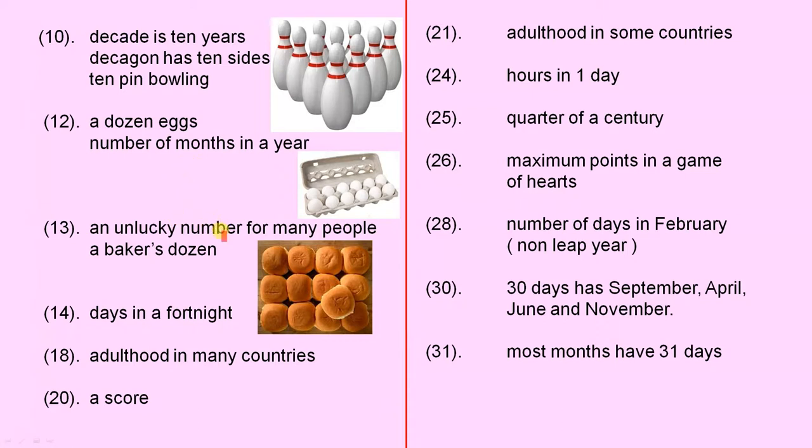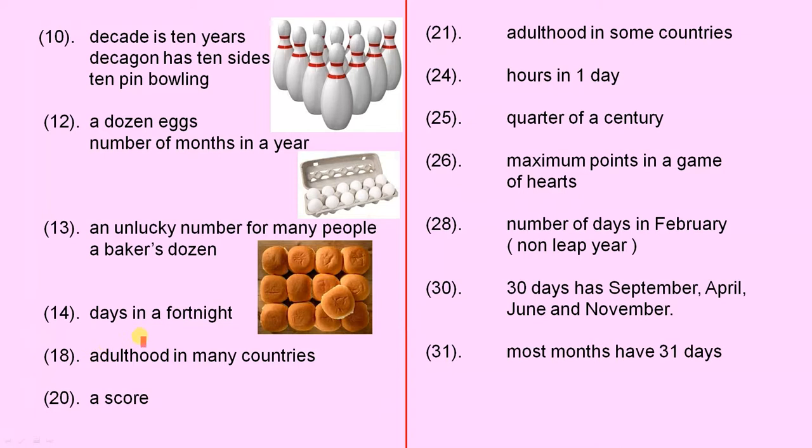13 is an unlucky number for many people, or it could mean a baker's dozen. Basically, in the old days, when you used to buy a dozen of something, you got an extra one. That was like a little bonus, so 13 was a baker's dozen. 14 can be associated with the number of days in a fortnight.